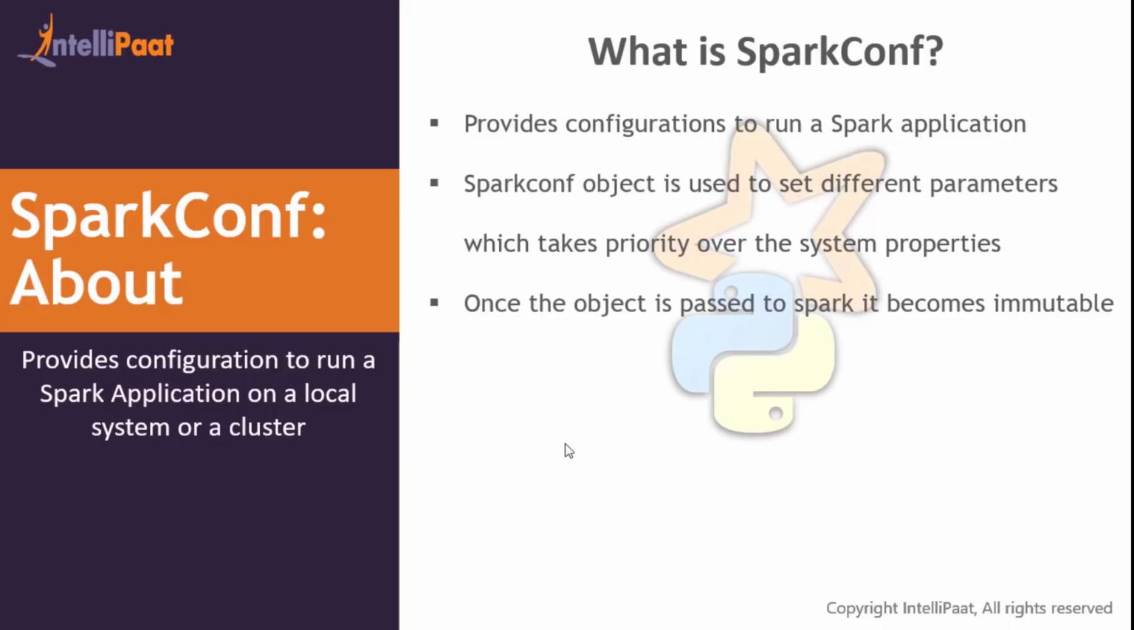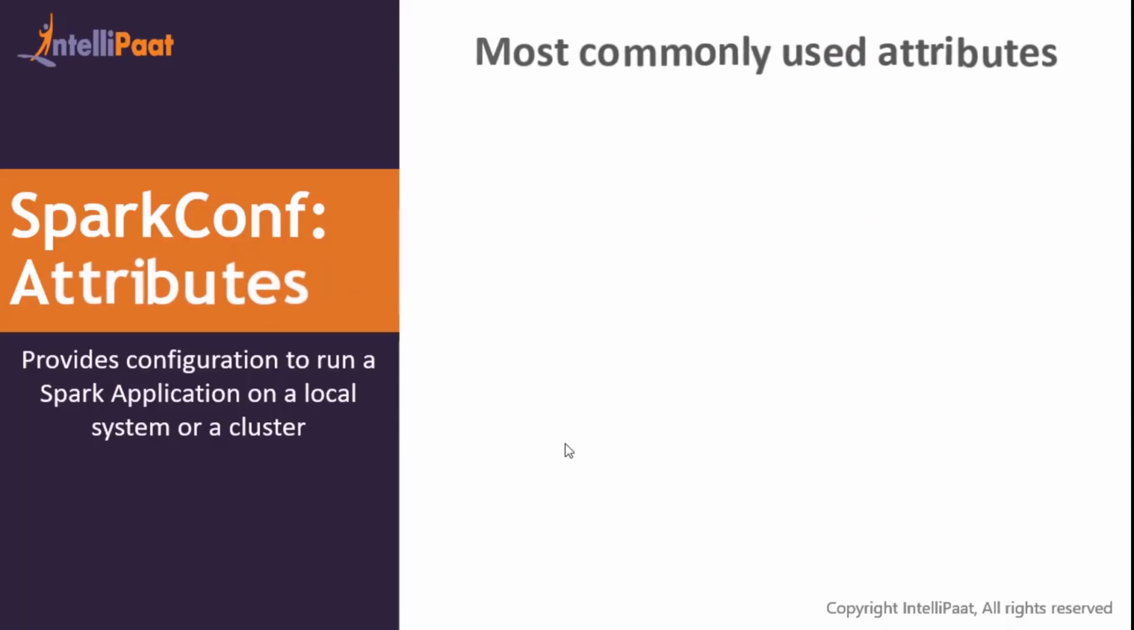Initially, we'll create a SparkConf object with SparkConf, which will load the initial values from Spark. Once set, the parameters will take priority over the system properties. Alright? Remember, once we pass the Spark configuration object to Apache Spark, it cannot be modified by any user. Thus, it becomes immutable.